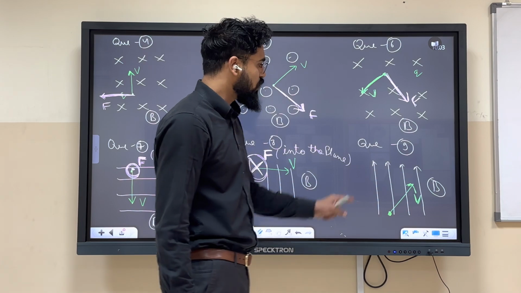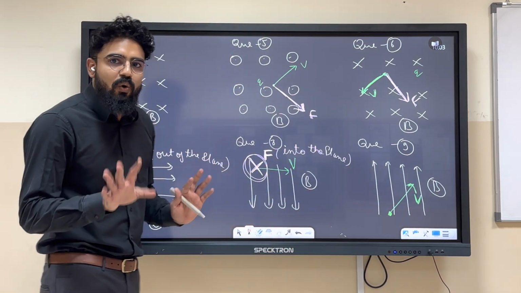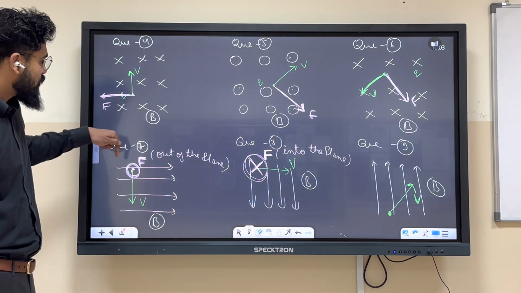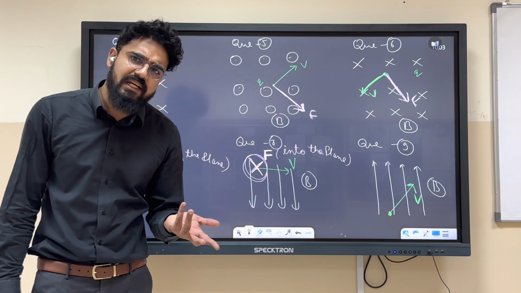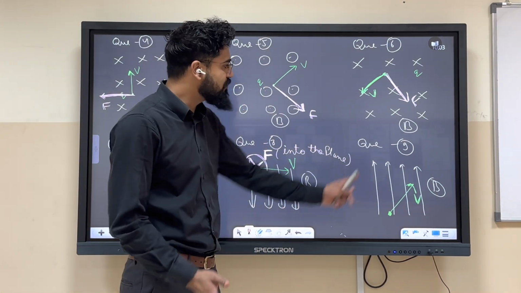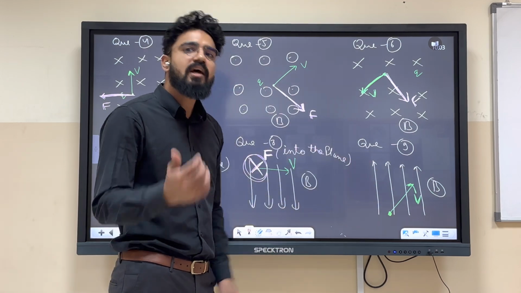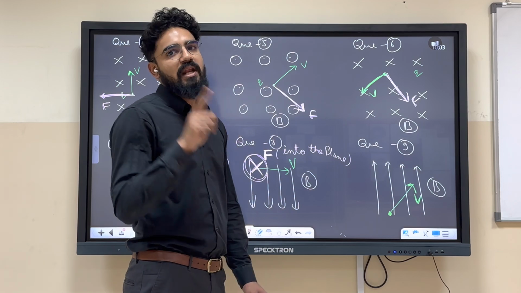Over here, does it matter? There is no guarantee that velocity and magnetic field should be at 90 degrees only. No, they can be at any angle. Okay, but the force will be perpendicular to both of them. So again, if these two vectors are in this plane, the final vector should either be out of the plane or inside the plane. I hope you are getting it.